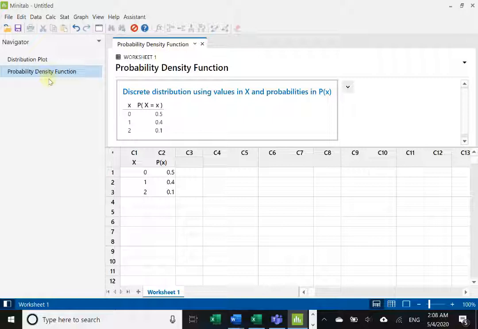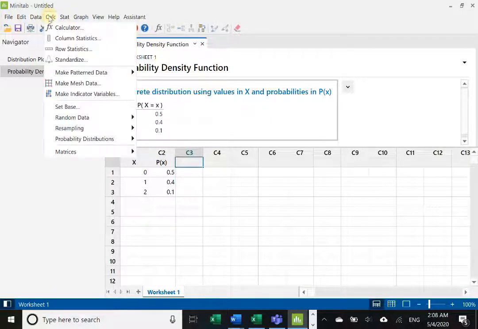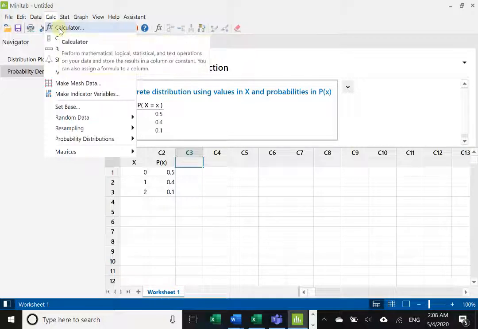So what do we want to do? Next, I want to create that formula, mu equals the sum of x times p(x). So we need to create a column of products. We're going to multiply x times p(x). So I'm going to go to calc. We're going to go to calculator here.